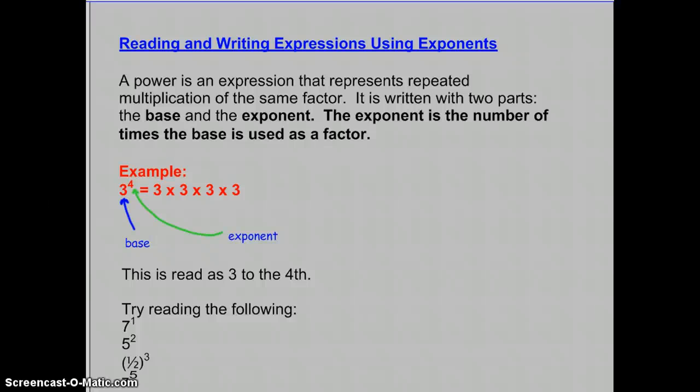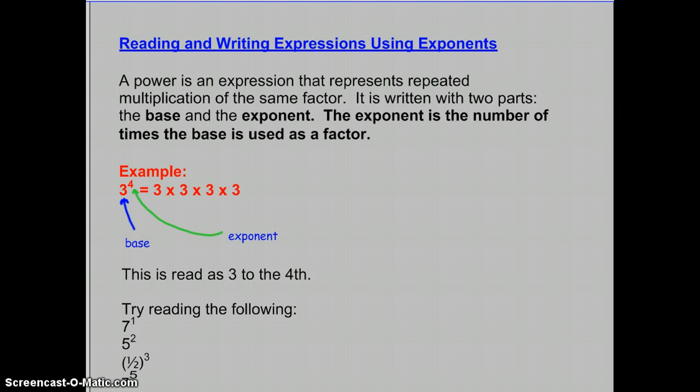And if you look down in the example, the base follows the blue arrow. The base in that case is the 3. And the exponent is the power it's raised to. Follow the green arrow to see the exponent. The exponent is 4. The exponent is the number of times the base is used as a factor, or the number of times the base is multiplied by itself. So in our example, with a base of 3 and an exponent of 4, we would read this as 3 to the 4th, and we would calculate it as 3 times 3 times 3 times 3.